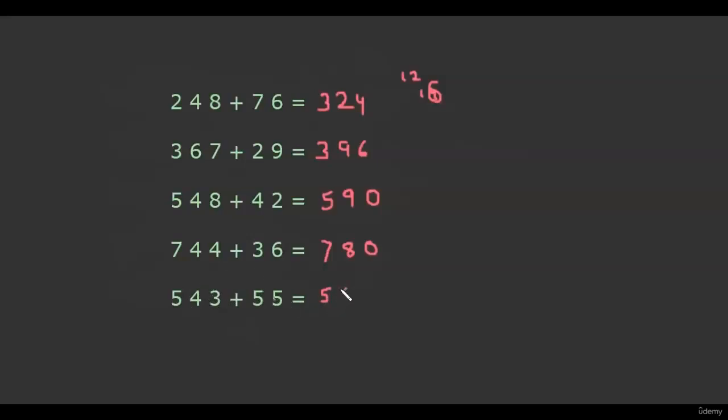And 4 plus 5 is 9. And 3 plus 5 is 8. So this is a simple addition problem without carrying. Now we are going to learn how to add triple digit numbers.